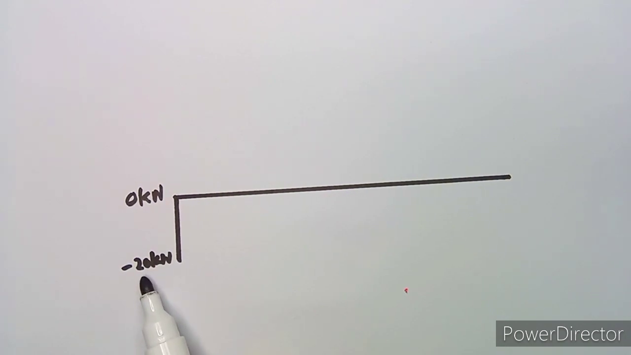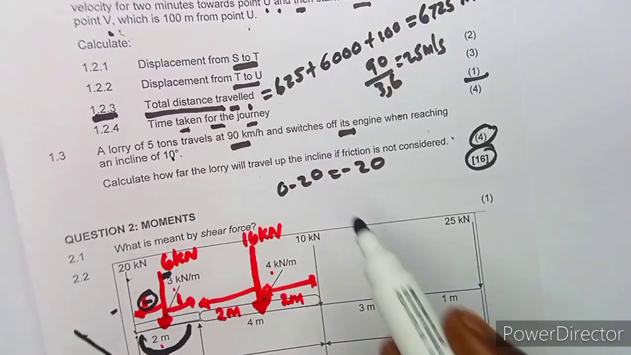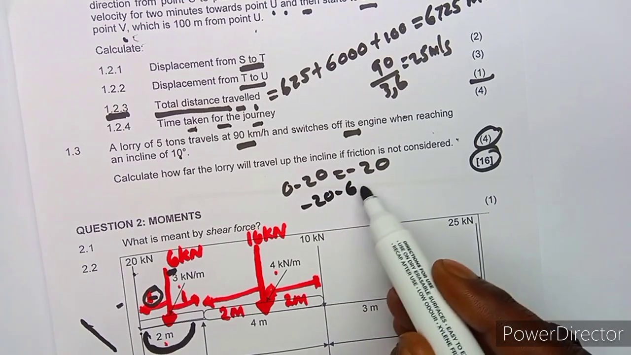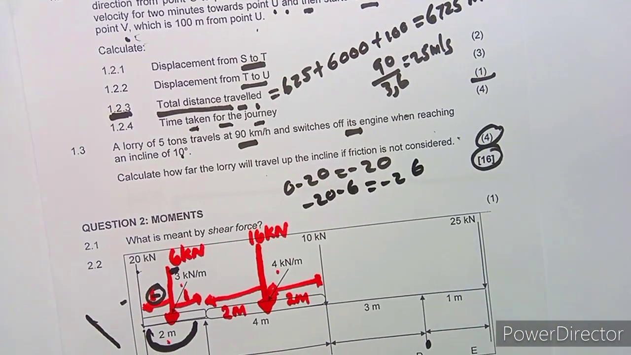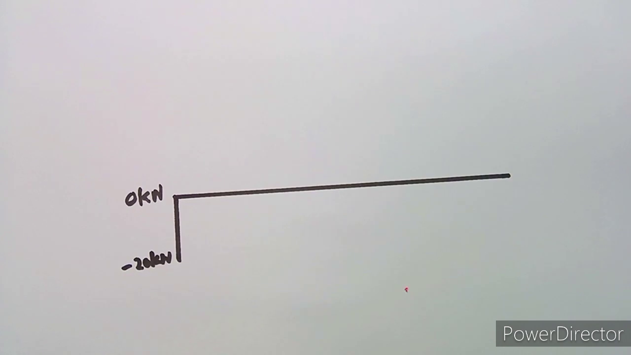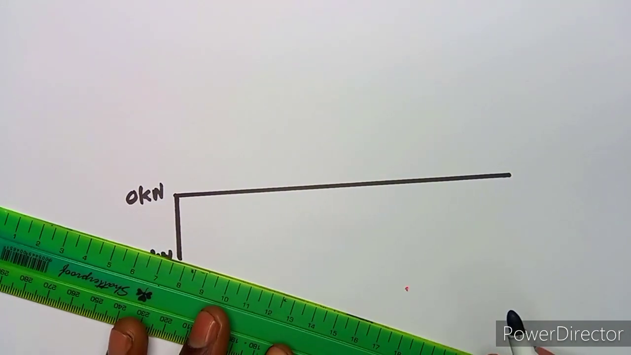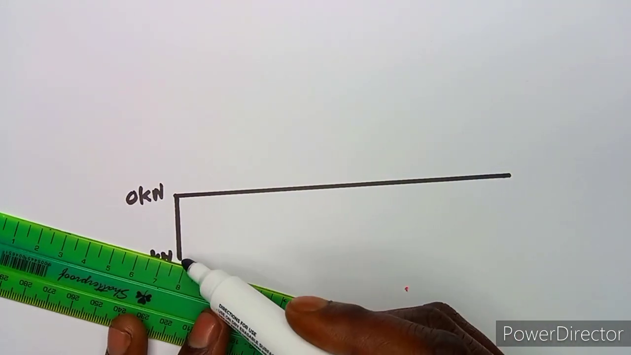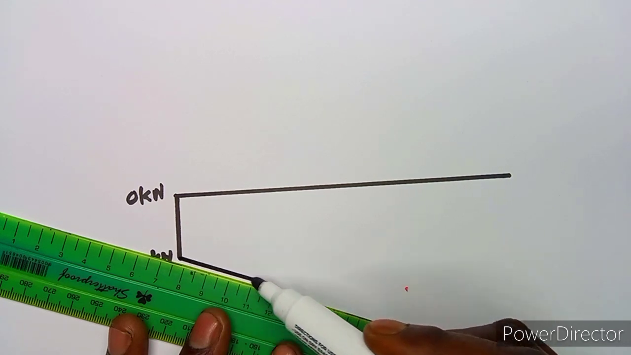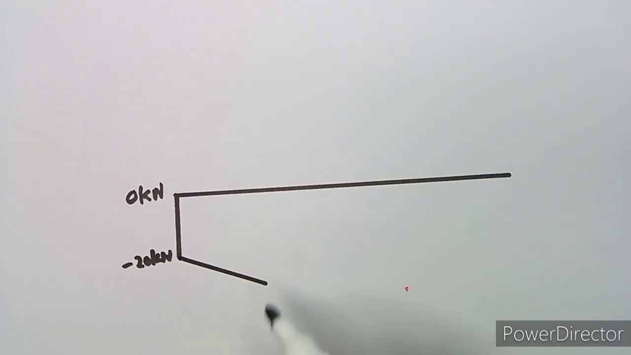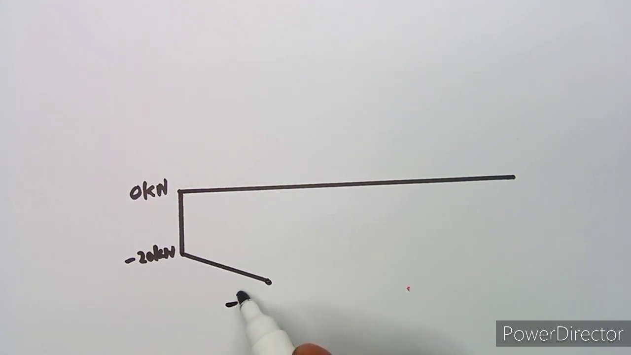Where are we subtracting 6? Where we are now at minus 26. So minus 20 minus 6, which is now minus 26. All right, so this is going down up to negative 26. Remember, this is a distributed load, so it's supposed to be represented like this. All right, so that is at minus 26 kilonewton there.